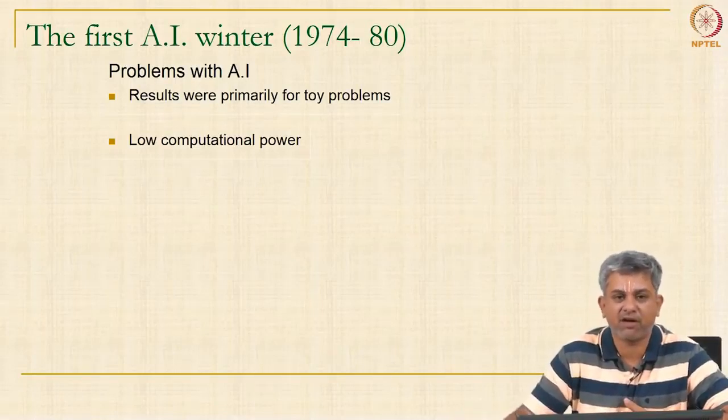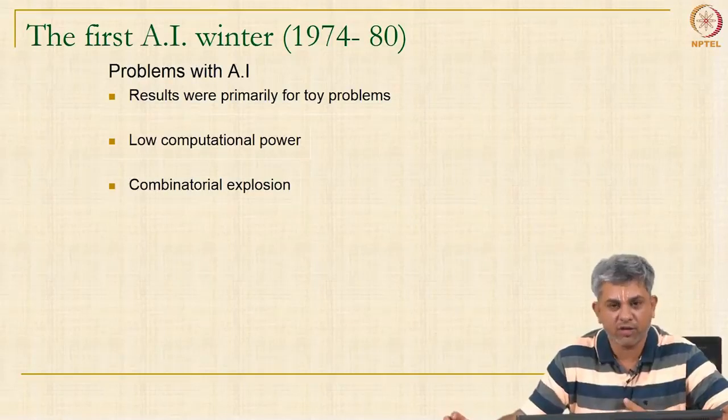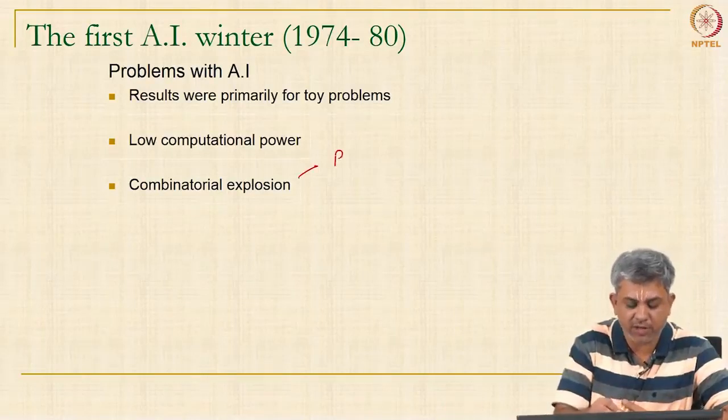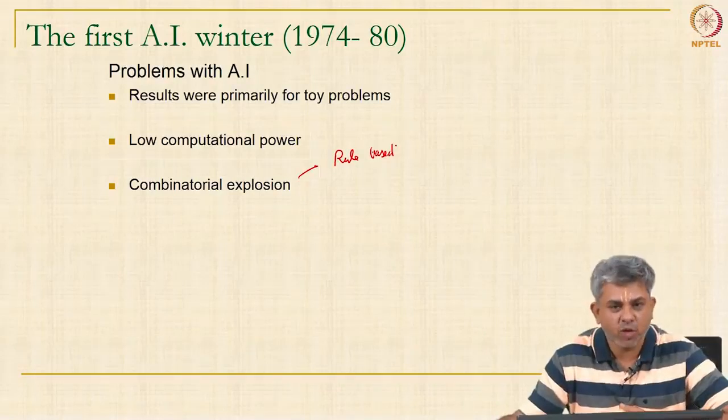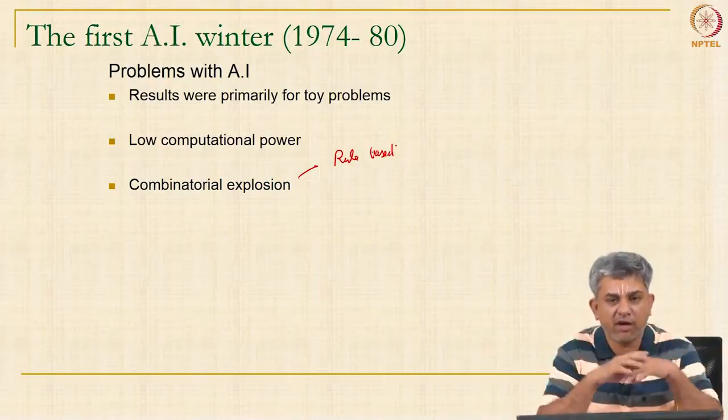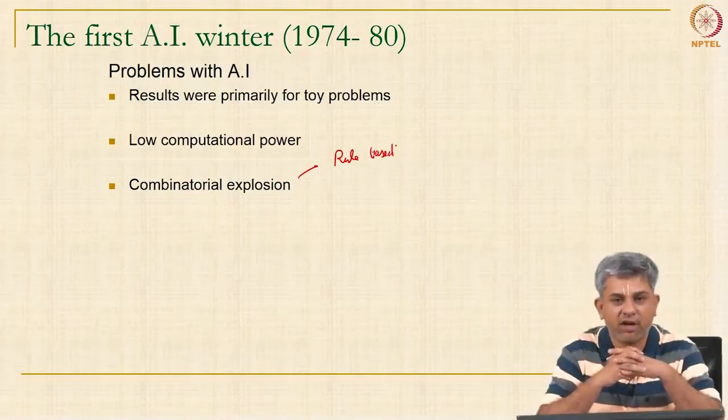So, the computational power we were looking at in those days was really low. Combinatorial explosion, especially for rule based systems. Okay. So, like I said, there is no simple finite set of rules within which you can explain every single case of grammar. It is really difficult. Even for chess you cannot give a rule for every single situation, it is just too expensive.